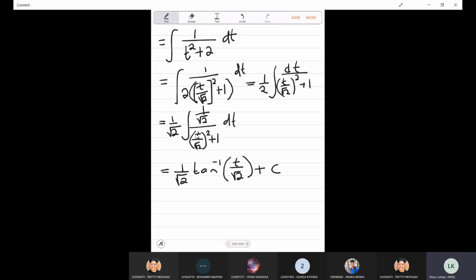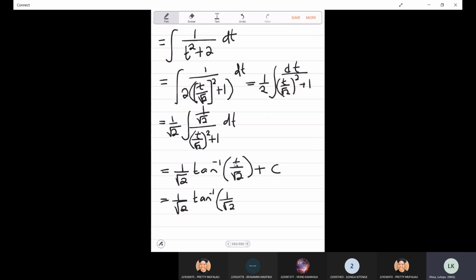Okay, so now that we've integrated it, you need to remember that in the question there was no t, so we need to write the t in terms of x. t, we said, is tan of x over 2. So this is 1 over the square root of 2 tan inverse of 1 over the square root of 2 times tan of x over 2, and then you add your constant of integration.